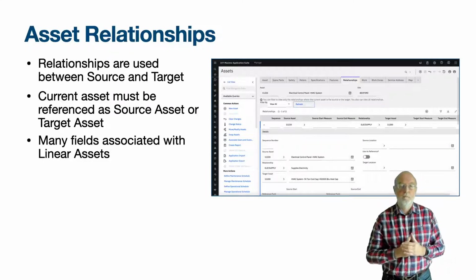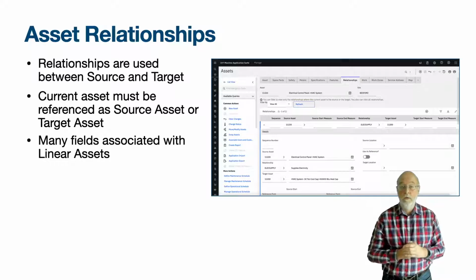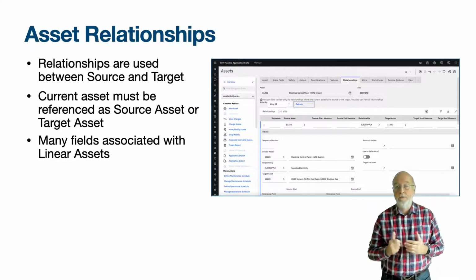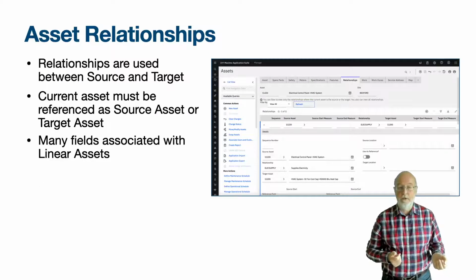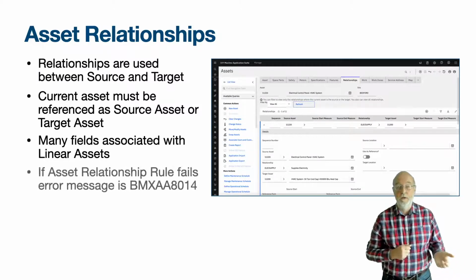In the test I performed for the screenshot, the relationship passed an asset relationship rule that I had entered between a source classification of ELECTRICAL and a target classification of HVAC. If I had chosen a target asset of 11430, a centrifugal pump, I would have received the error message, "The rule validation failed. You must ensure that the source classification and the target classification match the source and target classification of the asset." It's BMXAA8014.